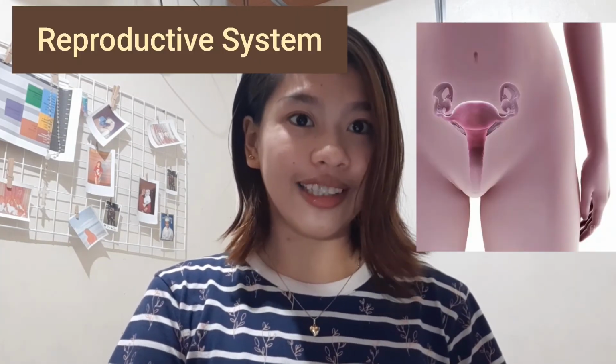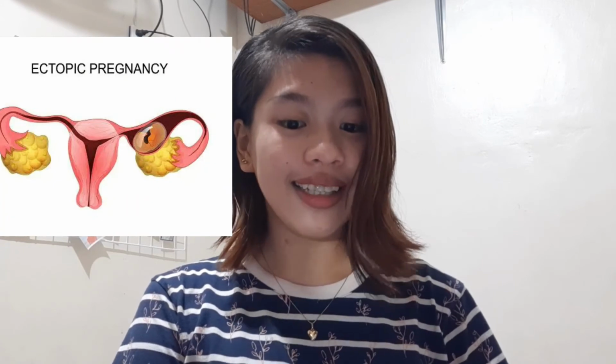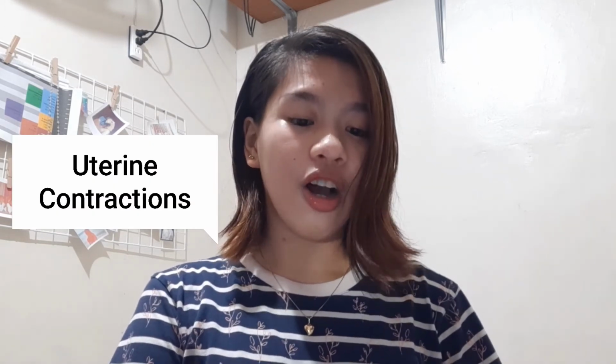And the last system is the reproductive system. My side and adverse effects are ectopic pregnancy, vaginal bleeding, ovarian enlargement, uterine contractions, ovarian hyperstimulation syndrome or OHSS, leukorrhea, and gynecomastia.